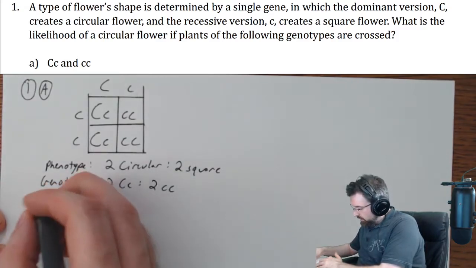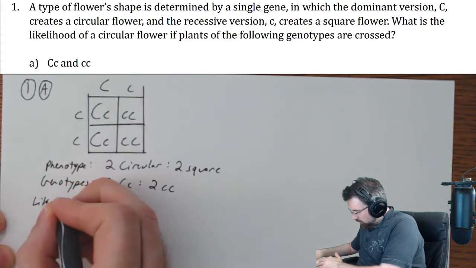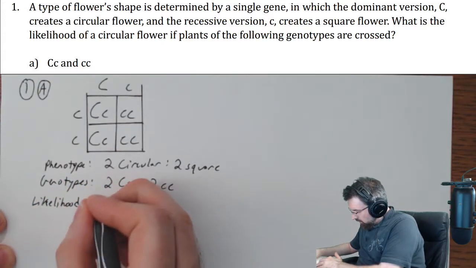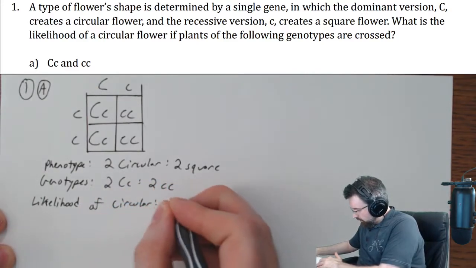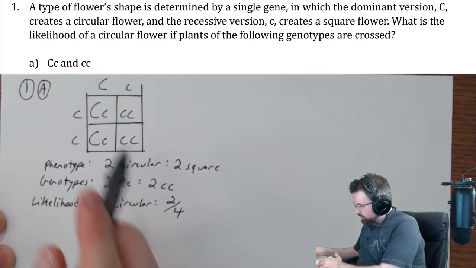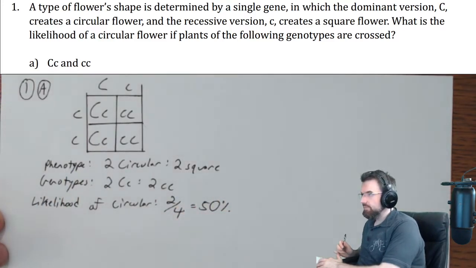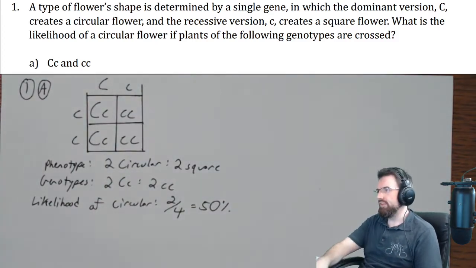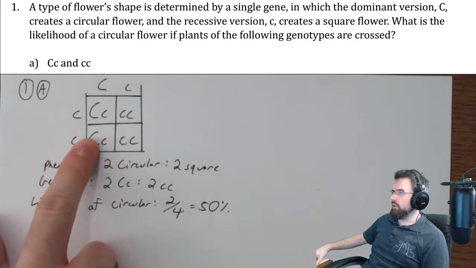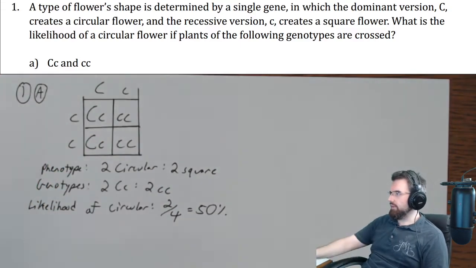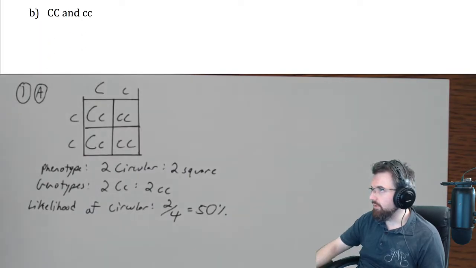So what is the likelihood? Likelihood of circular is going to be 2 out of 4, because it's 2 here out of 4 in total, which is, of course, 50%. So 50% is the answer there. And to show the answer, I would be looking for a Punnett square like so. Let me scroll down to, yeah, let's do this next one.